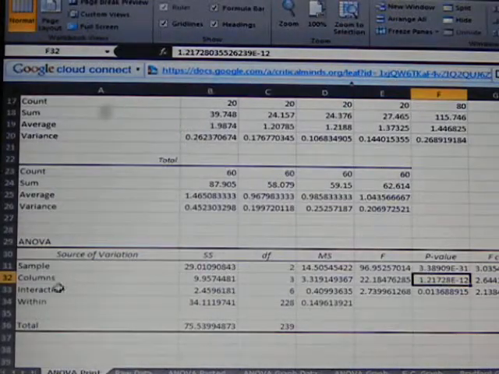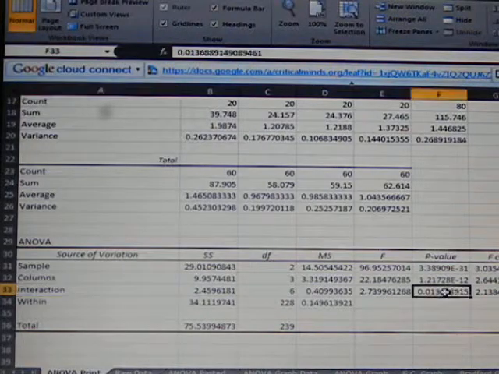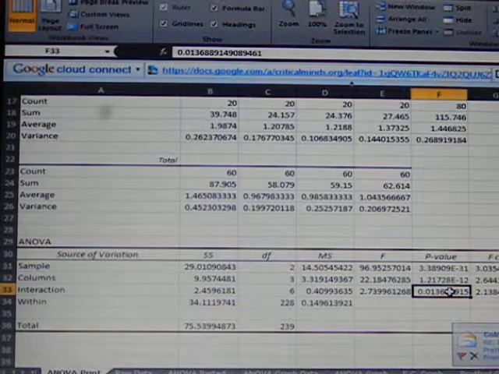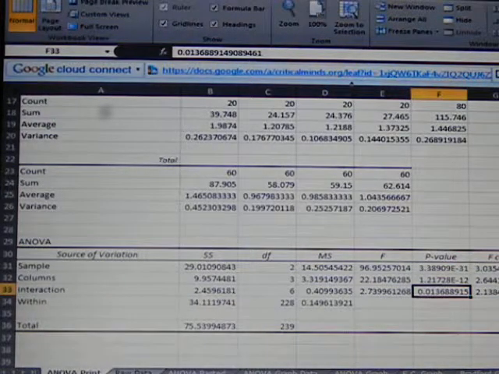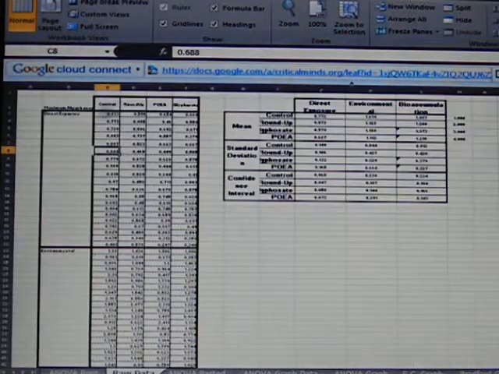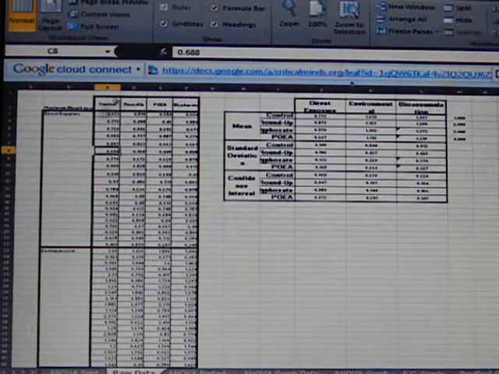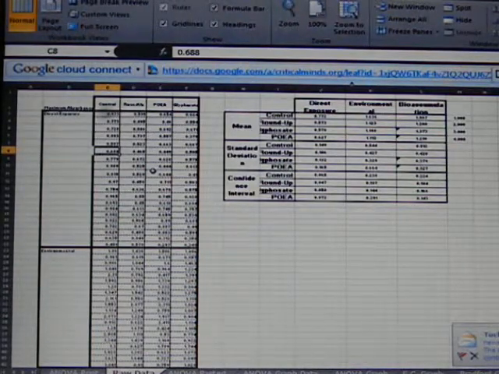Last but not least, the interaction. The p-value for you is 0.0134. So there's a significant difference in the interaction of those two factors. Those two factors are the exposure method and the chemical. So they both have an effect at the same time. That's all the interaction is saying. I think that might make sense.